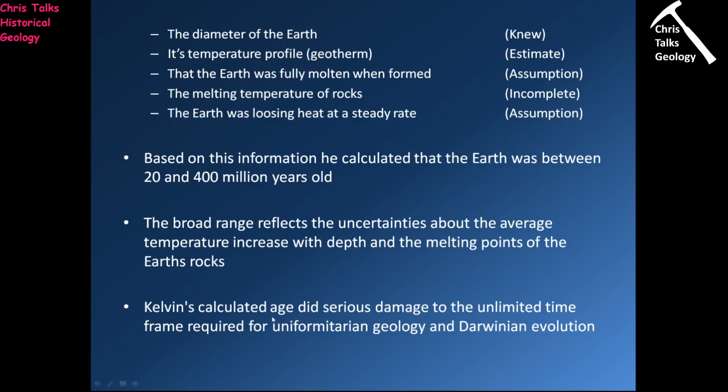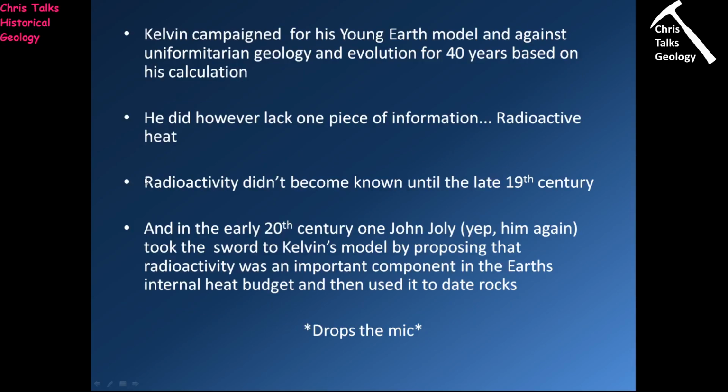So Kelvin's calculation did serious damage not only to Hutton, but also to Charles Darwin, because of course Darwinian evolution requires very long periods of time, and 20 million years just isn't enough. So Kelvin campaigned for his young Earth model and against uniformitarianist geology and evolution for about 40 years based on his calculation. But the problem is he was lacking one important piece of information, and that was radioactive heat.